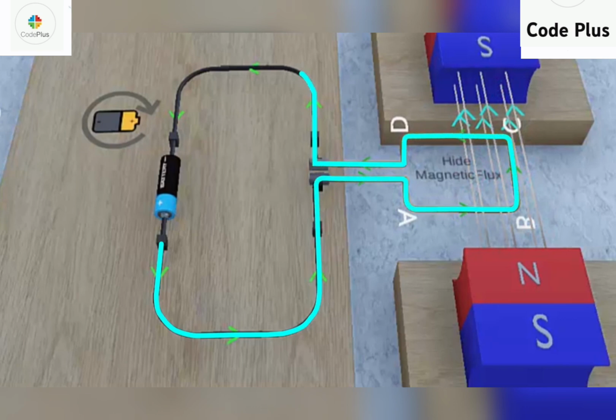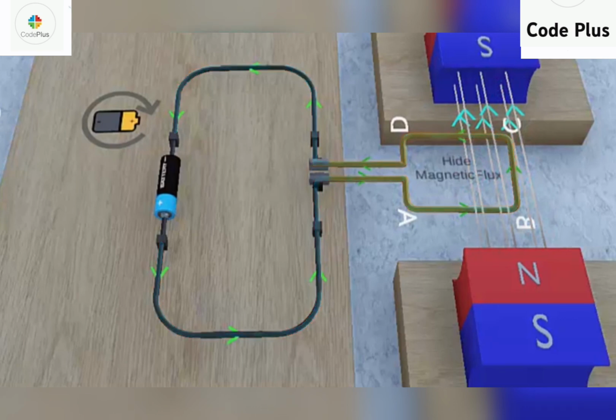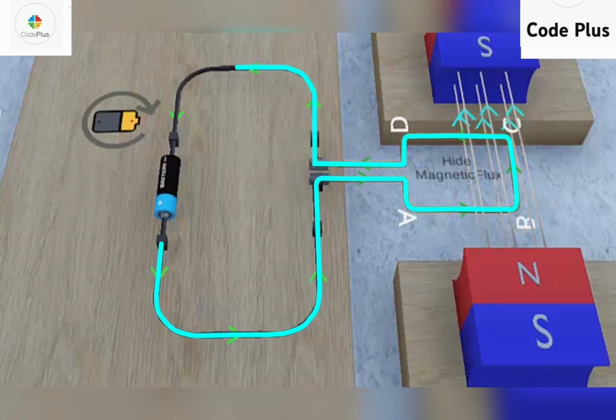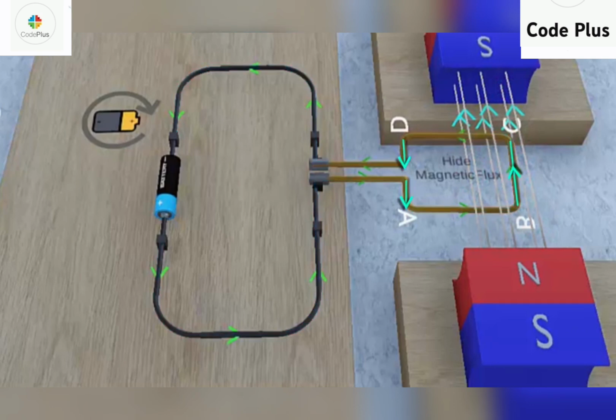Now if you consider these arms separately, that is arms AB and CD, you will find that the flow of current in both these arms is perpendicular to the direction of the external magnetic field. Thus, there will be a certain force that acts on them. And if you see the flow of current for the arms BC and AD, it is parallel to the direction of the external magnet. So due to this, there will be no force that acts on them.